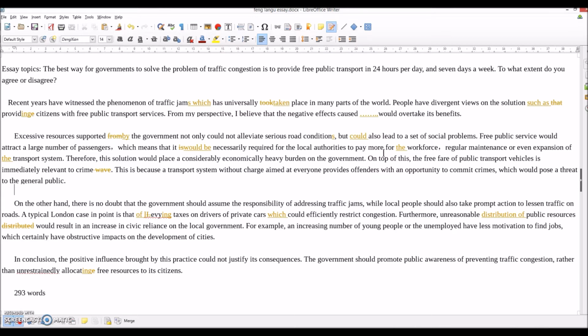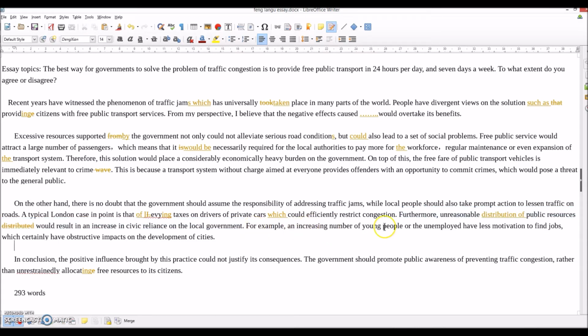The reader is not really sure or clear exactly what your opinion is or what the logic is, where it's going. Now you're talking about local people should take prompt action on drivers of private cars. Well, what's that got to do with, again, I'm going to keep coming back to this, best way for governments, free public transport. Now you're talking about putting taxes on drivers of private cars. Okay, furthermore, unreasonable distribution of public resources would result in an increase in civil reliance on the local government, which means what exactly? So how would that increase civic reliance? What does that mean?